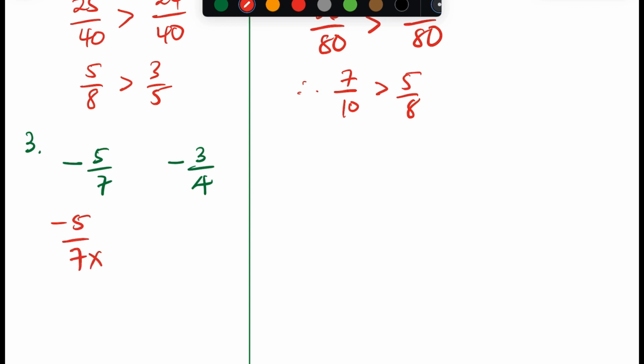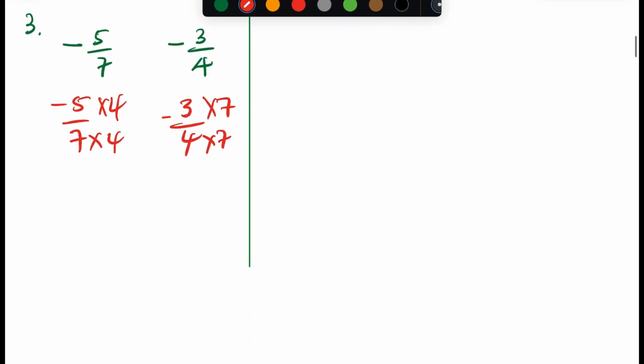So we times by 4, times by 4. Where do we get the 4? Here. And then we times by 7. Where do we get the 7? There. Right. So it's going to be, there's a negative there, it's going to be 20 over 28, and then there's a negative there, it's going to be 21 over 28.